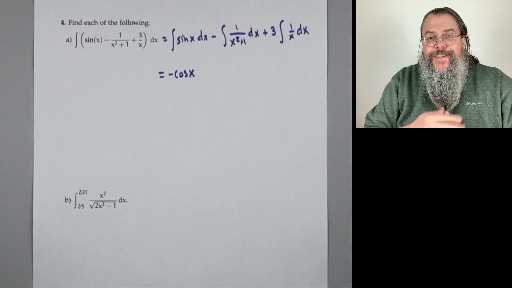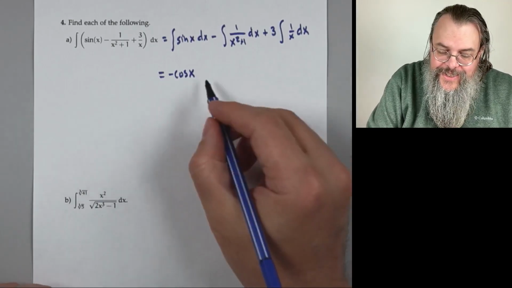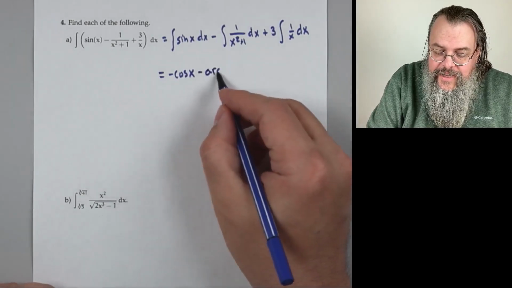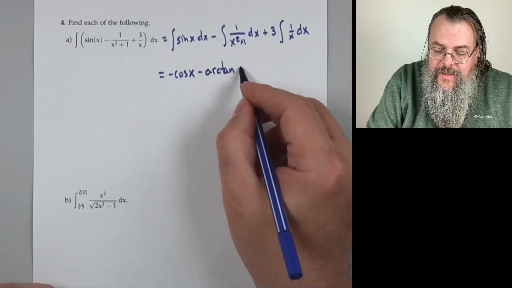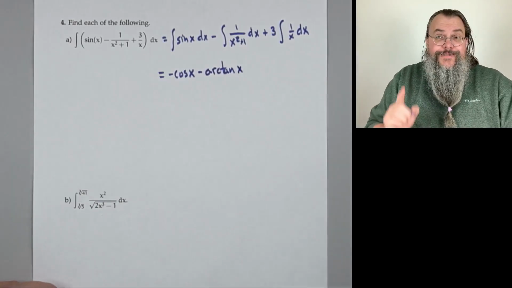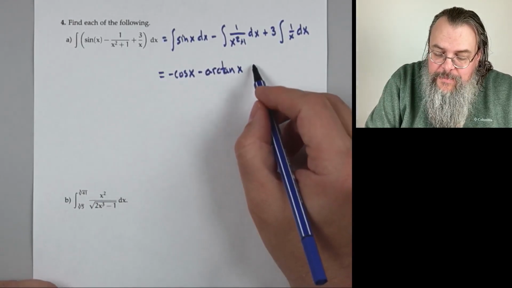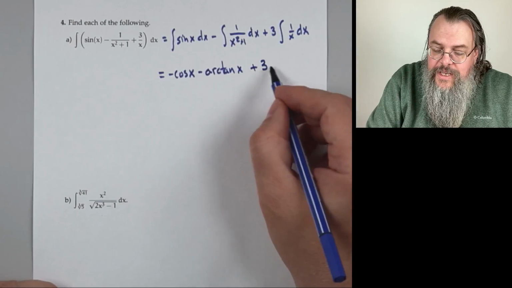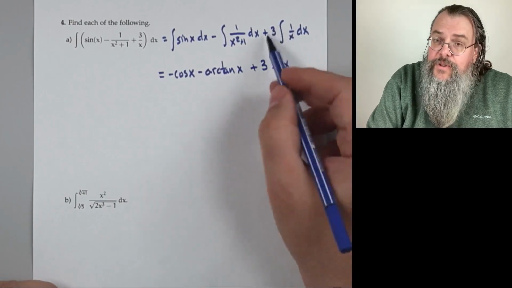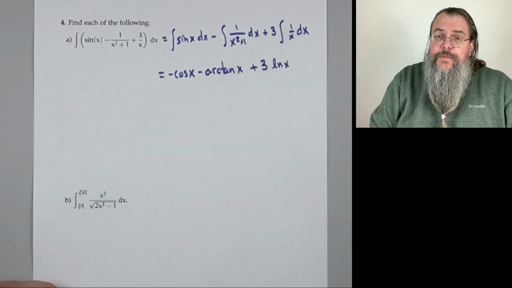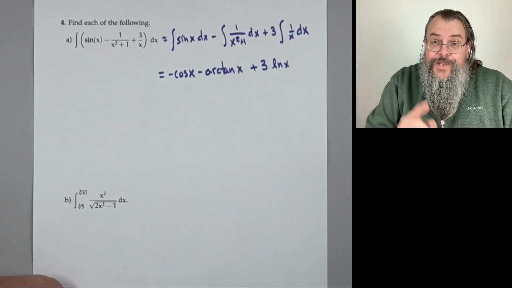The integral of 1 over x squared plus 1 is near and dear to my heart: arctangent. So minus arctangent of x. 1 over x, another one that's very popular. Don't forget the 3: 3 natural log x. And notice we could pull the 3 out because we are allowed to pull out constants. Are we done?